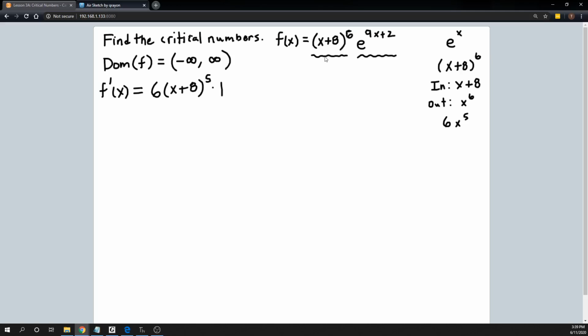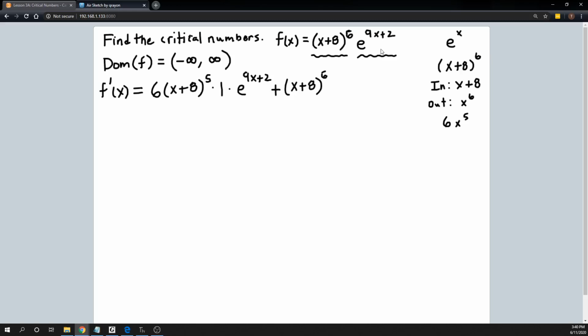Going back to the product rule, once you've taken the derivative of this first function, then just multiply by the second function, whatever it is. All right, and then the product rule says put a plus. And then the function that you took the derivative of in the first go round, this (x plus 8) to the 6th, now just rewrite it, don't do anything to it. And the function that you left alone in the first round, which was the e to the (9x plus 2), now you want to take its derivative.